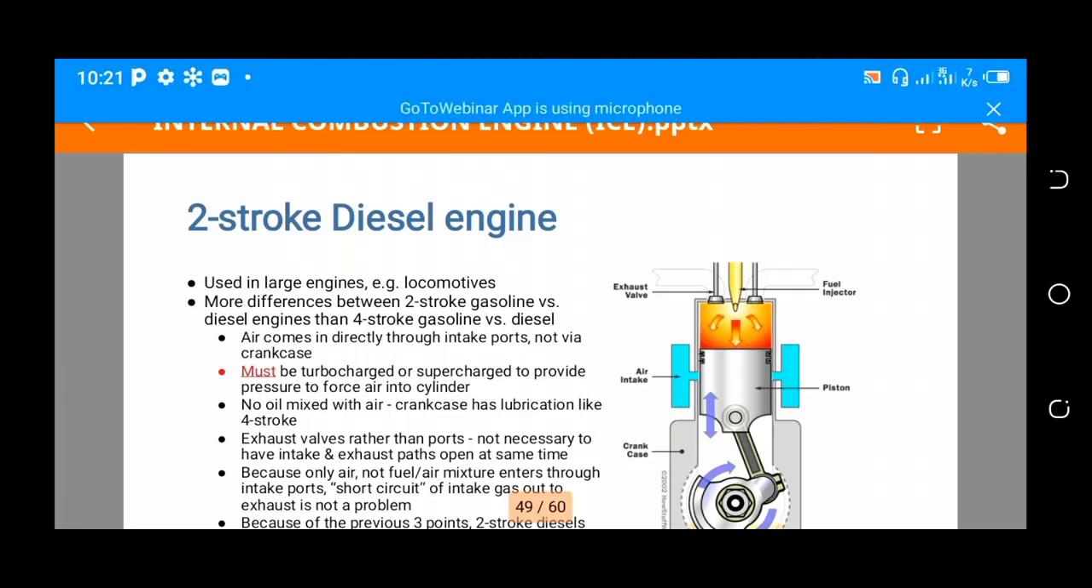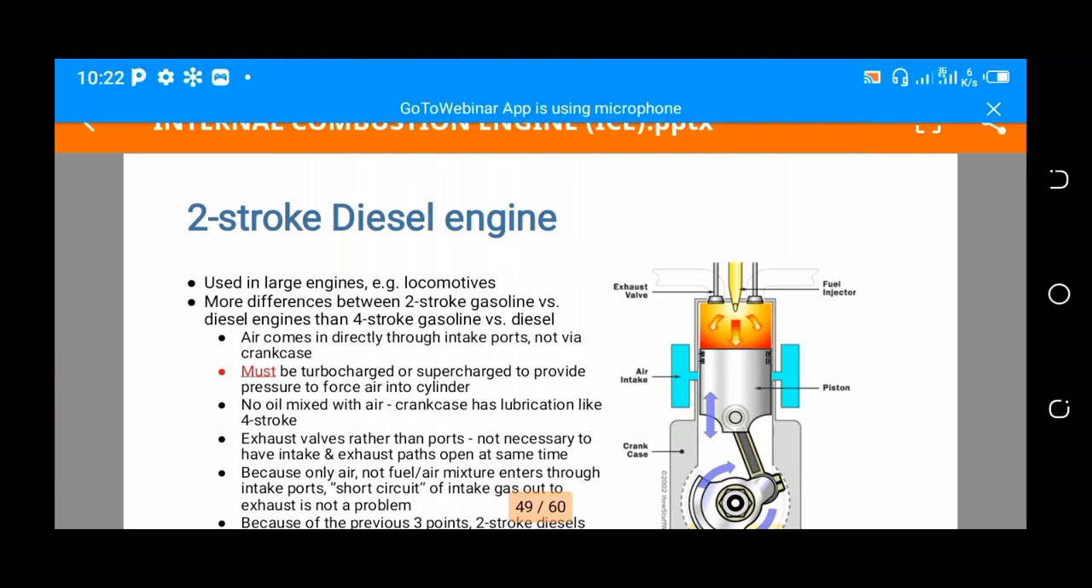So let's go back to the comparison again before we begin to talk about the effects of using ICs run by renewable fuels and non-renewable fuels. That should be the last part of it. Now let's go back and talk about the comparison between the two-stroke engine and the four-stroke engines.